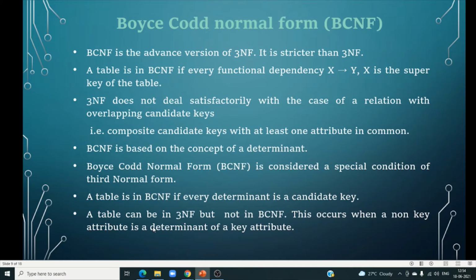A table can be in third normal form but not in BCNF. This occurs when a non-key attribute is a determinant of a key attribute. That is, the right side of this arrow can determine a key attribute. In those situations, there is a possibility of violating BCNF.